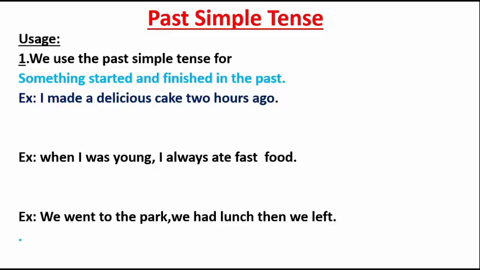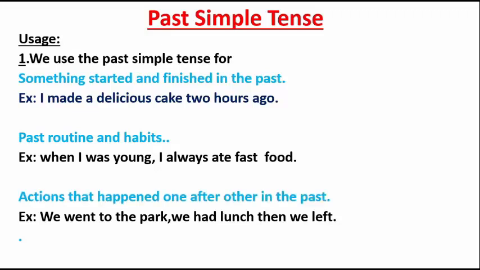Number 2, when I was young, I always ate fast food. So why do I use past simple here, to express what? Yes, to express past habits or past routine. That's right. Number 3, we went to the park. We had lunch, then we left. Why did I use this tense? Because when I have actions that happened one after another, or they followed each other in the past, I use past simple for them all. Super you are.